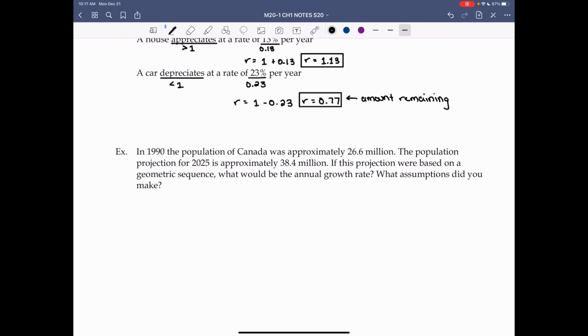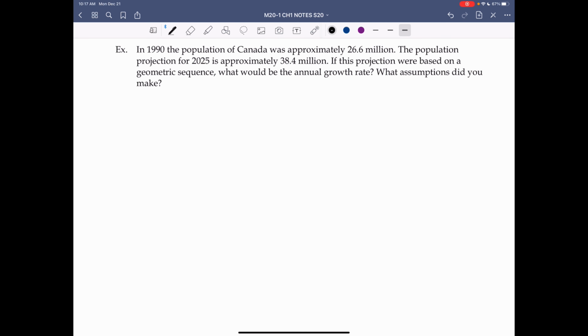In 1990, the population of Canada was approximately 26.6 million. The population projection for 2025 is approximately 38.4 million. If this projection were based on a geometric sequence, what would be the annual growth rate? What assumptions did you make? They give us the initial value, which is T1 equals 26.6 million, and that was in 1990.